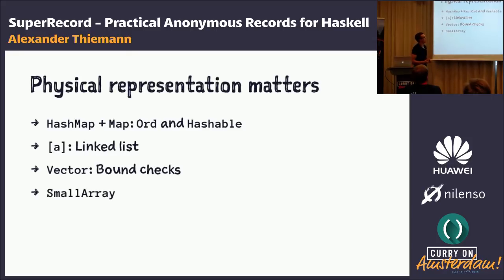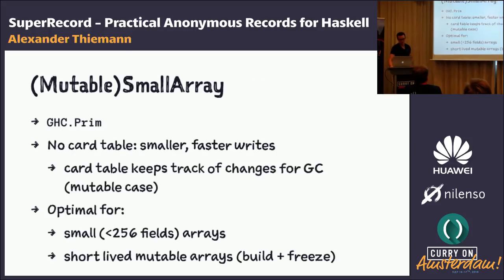So then there's SmallArray, which is a very low-level thing in GHC, and it lives in GHC.Prim. Basically, it's an array that doesn't have a card table. What a card table does is it keeps track of changes if you have a mutable array, so that it knows which parts of the array the GC must retraverse or must not.